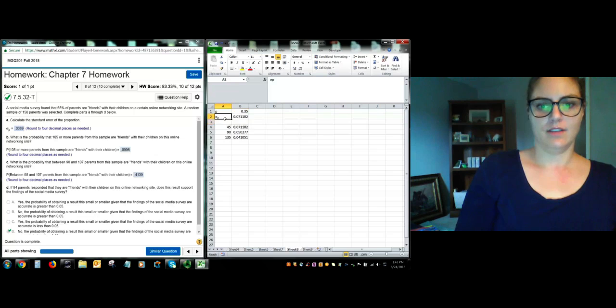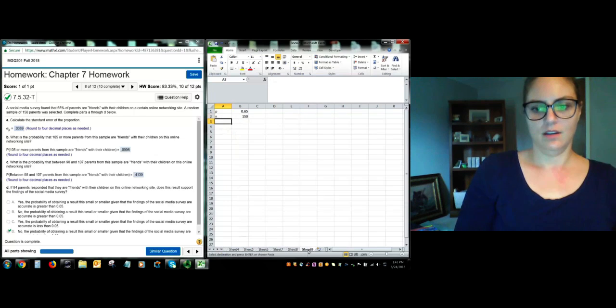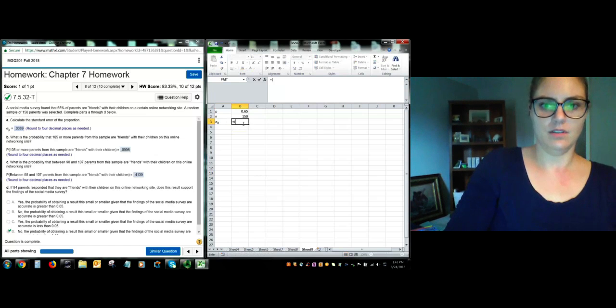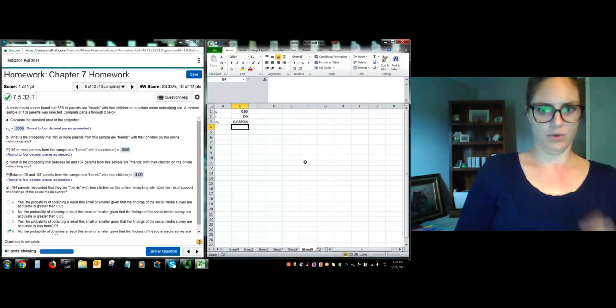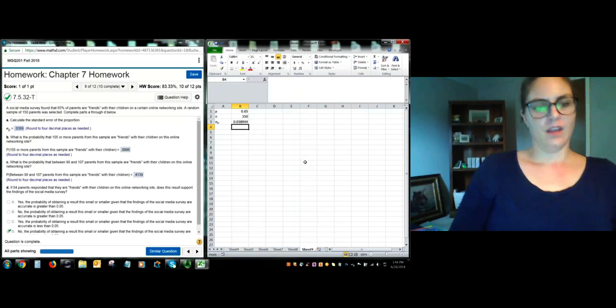Again, that's given to me. This equals the square root of this times 1 minus this divided by this, and that's 0.0389. Now, what's the probability that 105 or more parents from the sample are friends with their children?